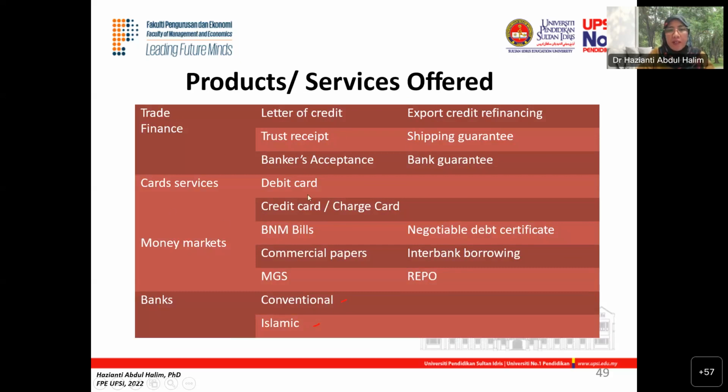And card services, they have debit card, credit card, charge card, money markets. These are also services provided by commercial banks. B&M bills, commercial papers, MGS, repo, and also different types of commercial banks, conventional or Islamic. But please, for your assignment, we only focus on conventional. Any questions so far?